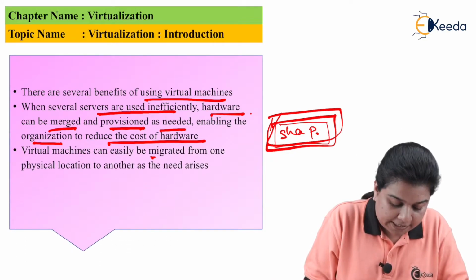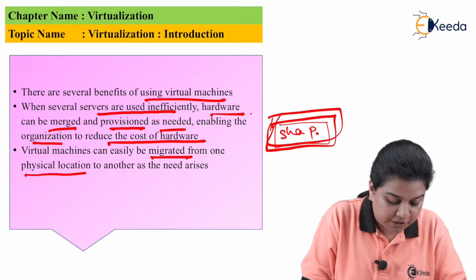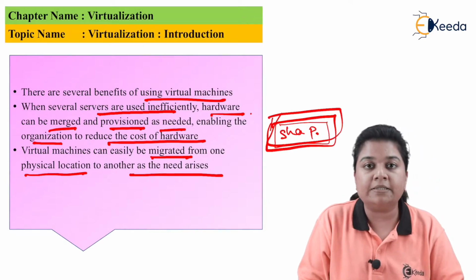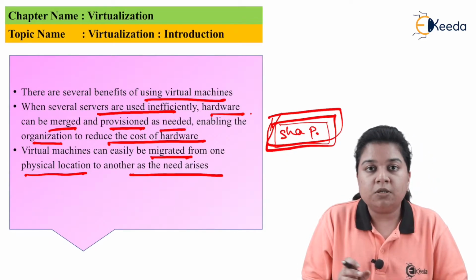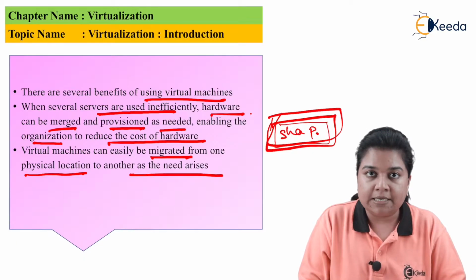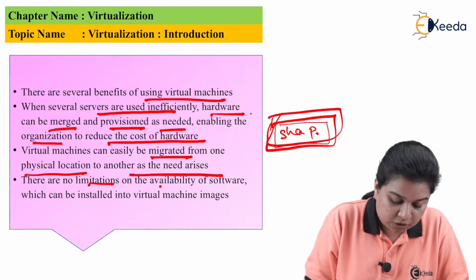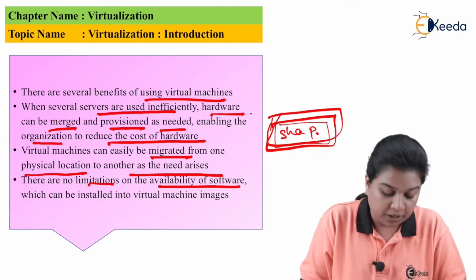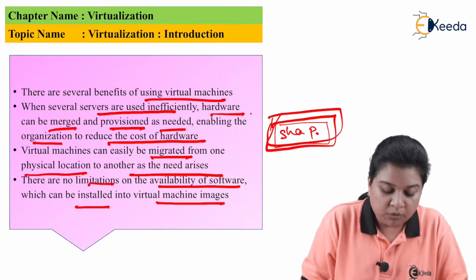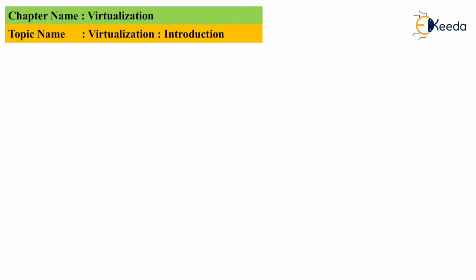Virtual machines can easily be migrated from one physical location to another as the need arises. That means the mobility of a virtual machine is easy compared to physical machines. There are no limitations on the availability of software which can be installed into virtual machine images.